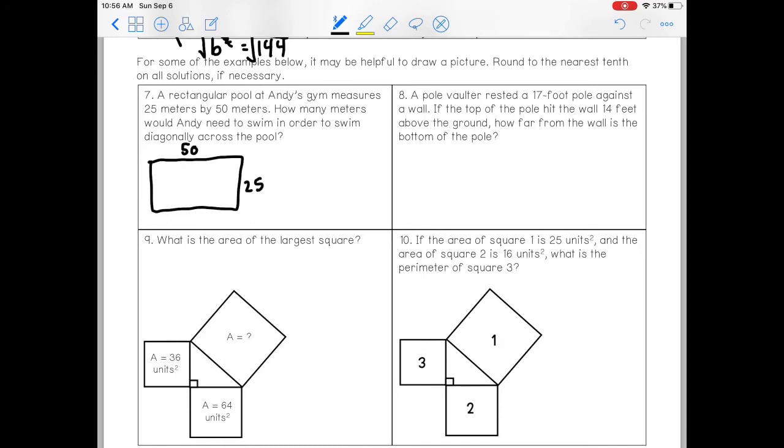He wants to swim this diagonally. So he wants to swim going that way. So that's like finding the hypotenuse, right? Because that is the side length. This would be 90 degrees, 90 degrees.